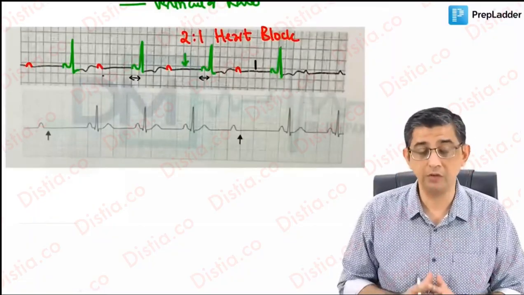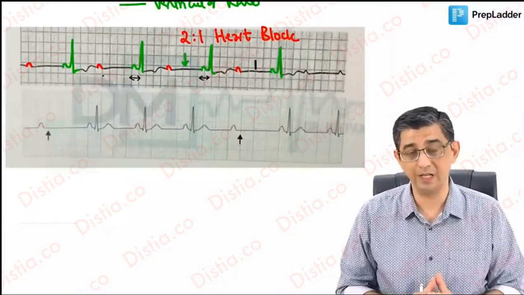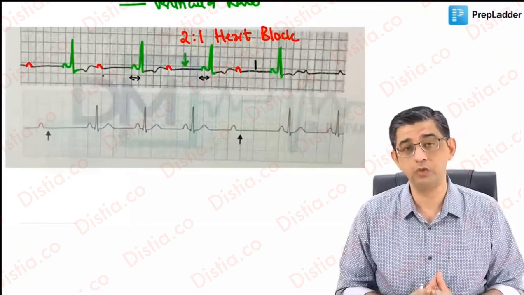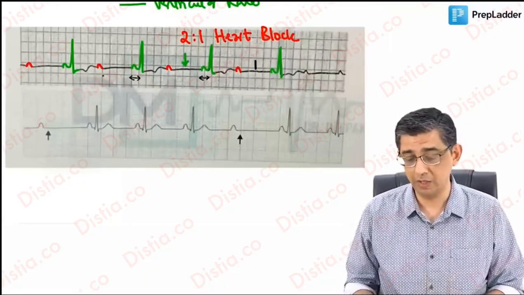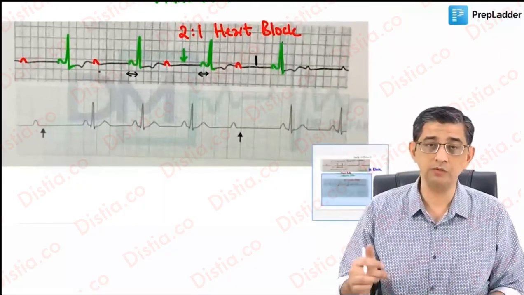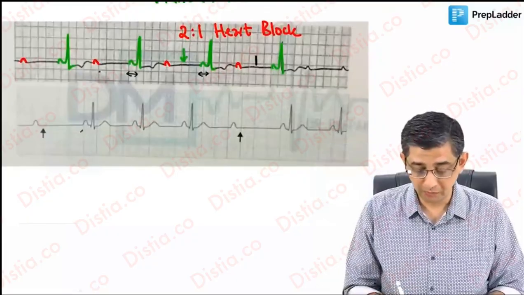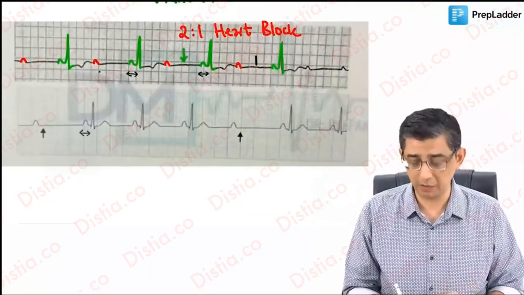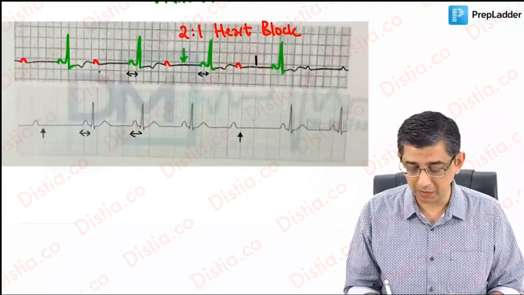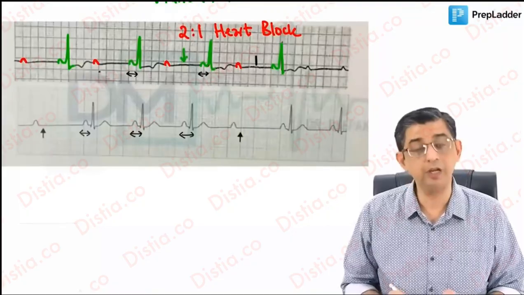I want to tell you guys, lots of time Mobitz 2 heart block in the exam can be confused with 2:1 block. How do you differentiate that? Well, the way to differentiate that would be that when it comes to 2:1 versus Mobitz 2, in Mobitz 1 versus Mobitz 2, I said Mobitz 1 is easy, PR interval prolongation. Here PR interval is constant, you can see multiple times.